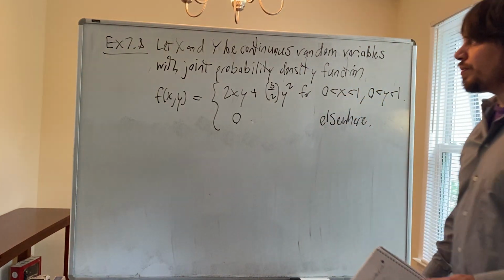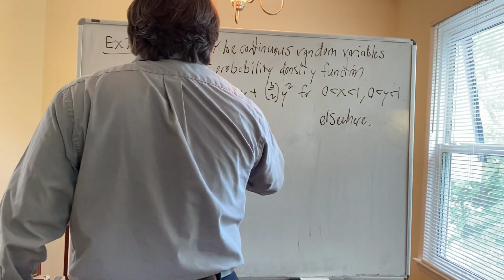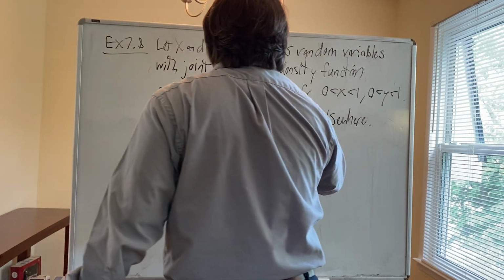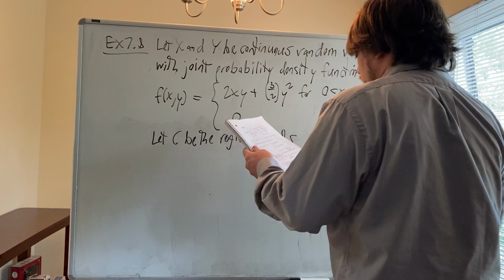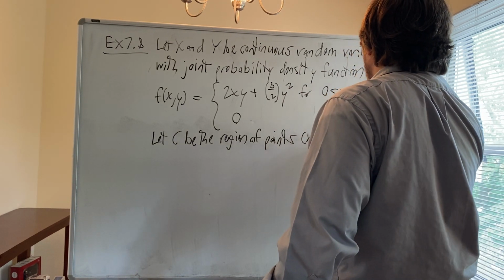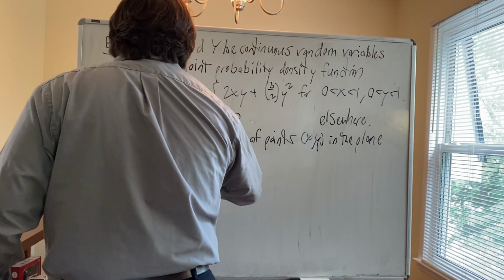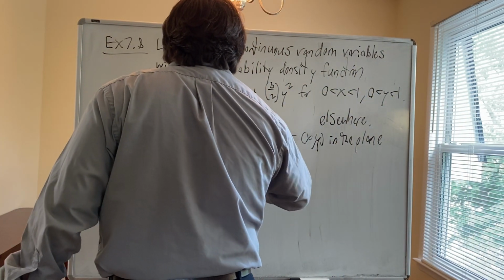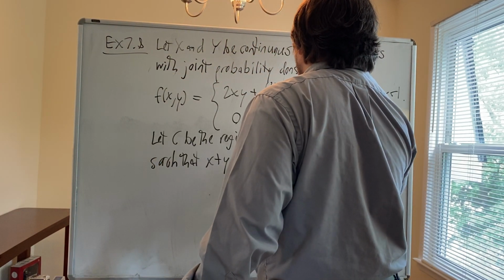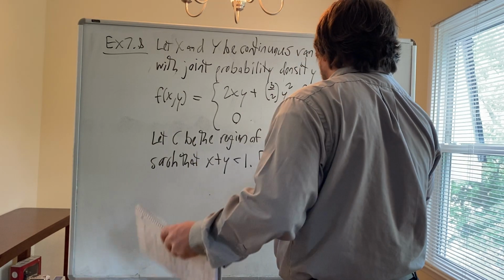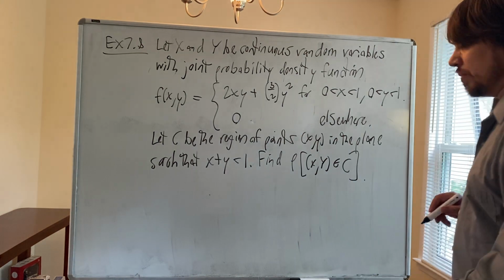Let capital C be the region of points x comma y in the plane such that x plus y is less than 1. Find the probability that x comma y is in the region C.